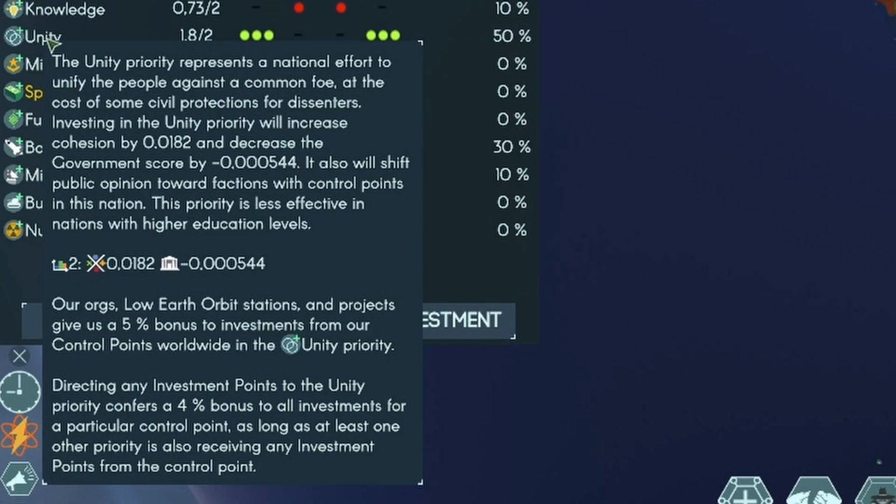What investments in Unity are actually doing can be quite hard to understand, especially for someone who just started to learn the game, because all the information about the different mechanics can feel overwhelming. If we break down the Unity description, we see that per 2 investment points into Unity, it is increasing the cohesion and reducing the government score of nations. Further, it shapes the public opinion in favor of factions that own control points in this nation.